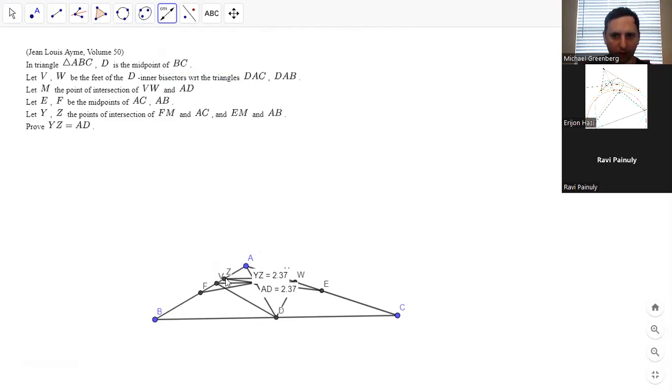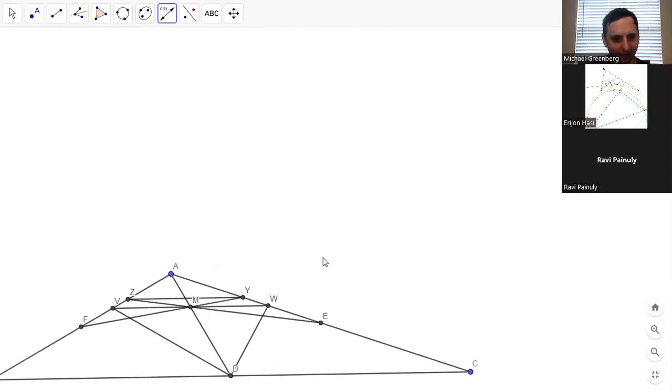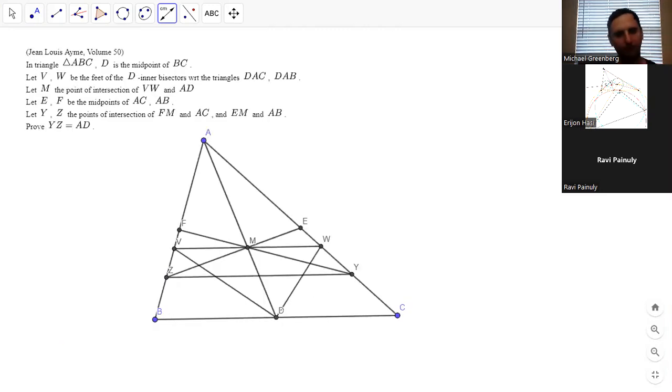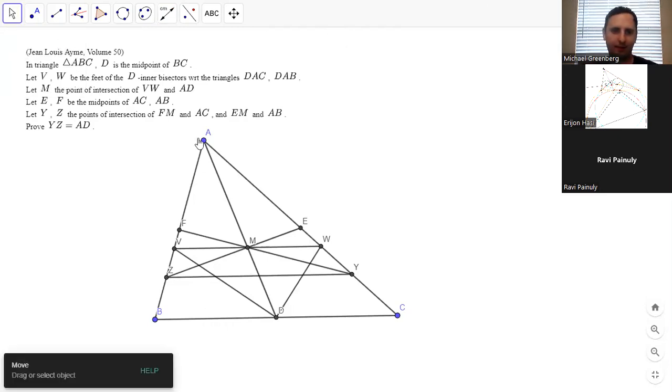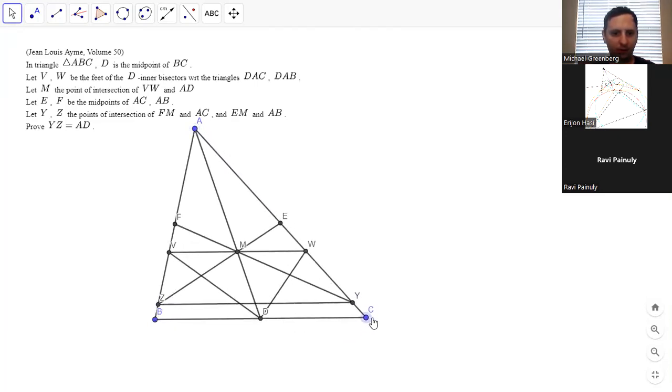2.37. Oh, they are the same. That's like an optical illusion, isn't it? Doesn't AD look longer? How could they be the same? There's no way AD equals YZ. How could that be? I guess it's true. Huh. That's interesting. All right. Or if you make it like a super tall triangle. Yeah.